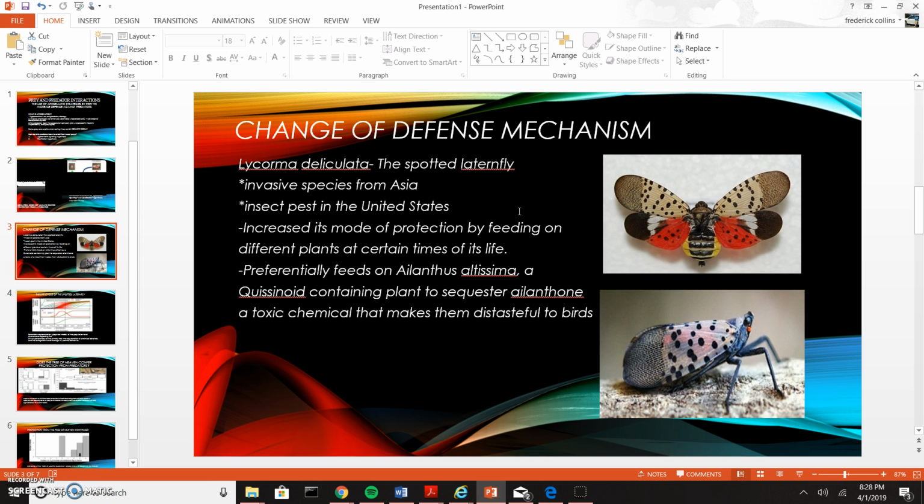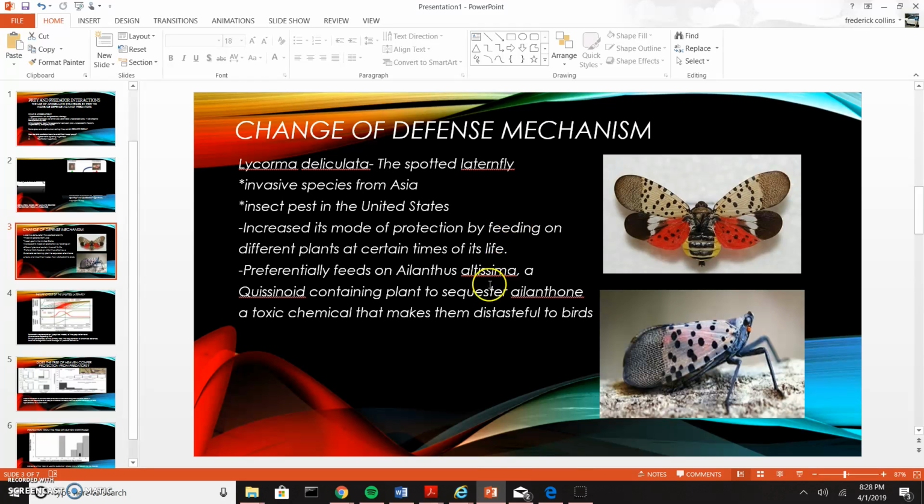This brings us to the topic of this particular invasive species called the spotted lanternfly, and it has over time learned to up its game by changing its defense mechanism in the process of feeding on a particular plant that confers enough protection for it. And the name of that plant is called Ailanthus altissima.